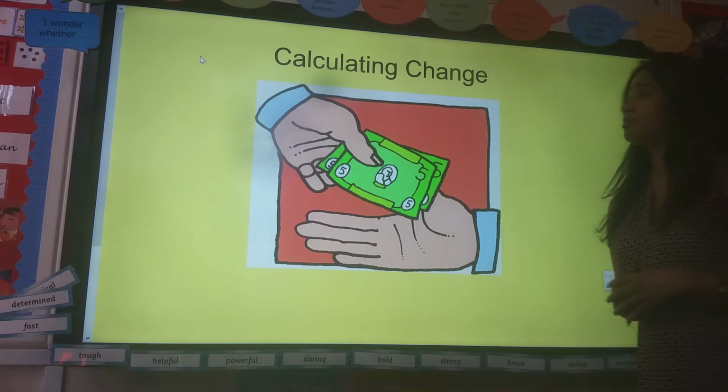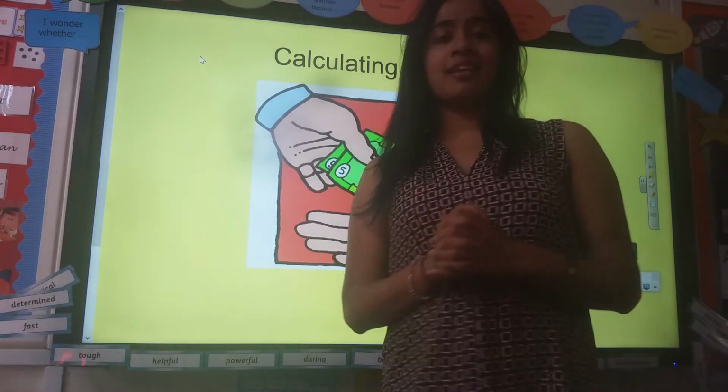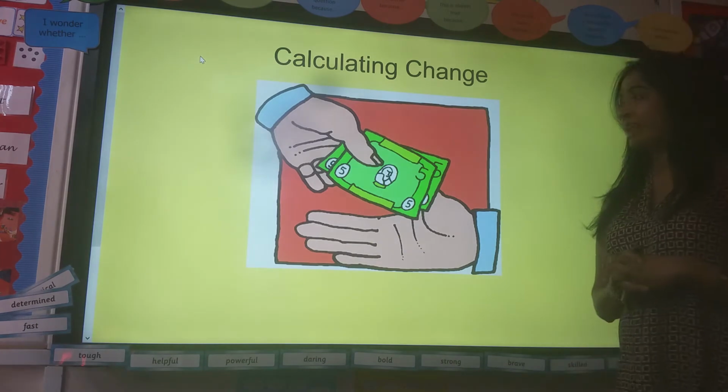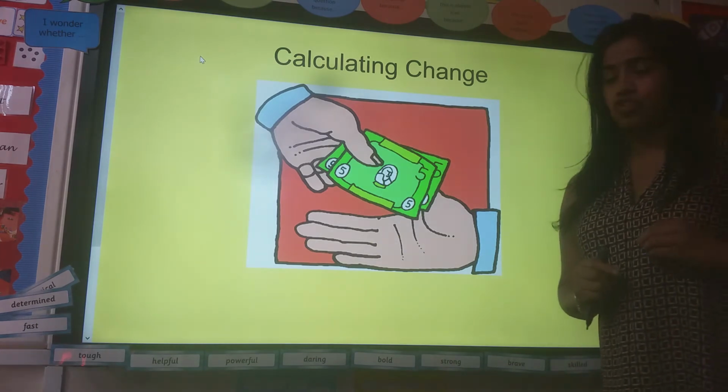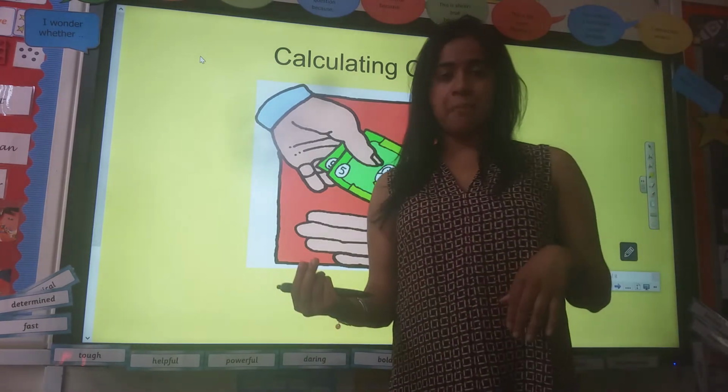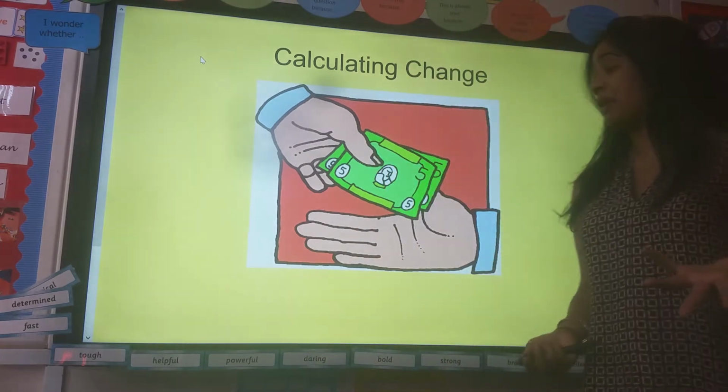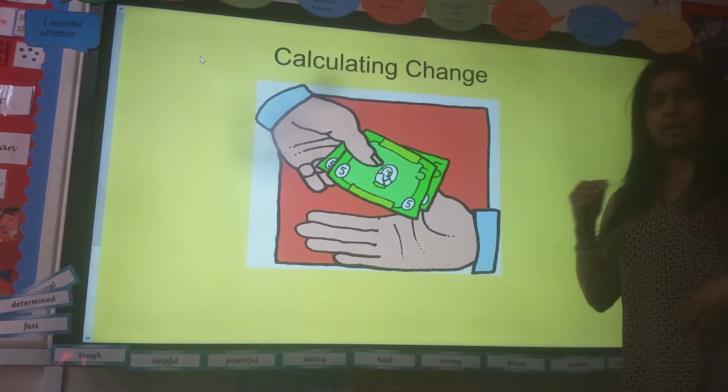Morning Year 2 and welcome to another math session. In today's session we're going to be recapping how to calculate change. So when we're thinking about money, we're thinking about using money in the real world. How do we calculate the change?